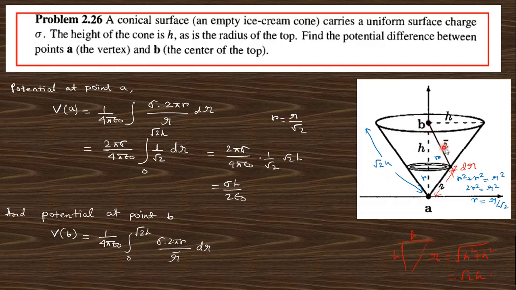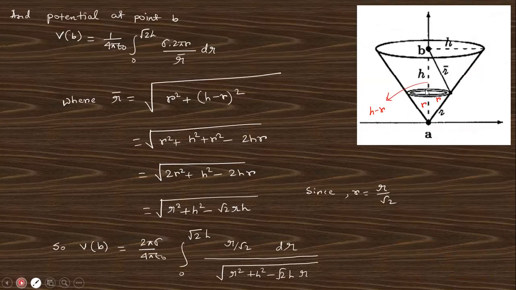Take this as curly r prime. Now here you can see the value of curly r prime. What is the value of curly r prime, or bar you can say? So this is r. The portion above this will be h minus r, because the total is h. So up to that portion this is h minus r and this is small r. So curly r bar will be root under r square plus h minus r whole square.